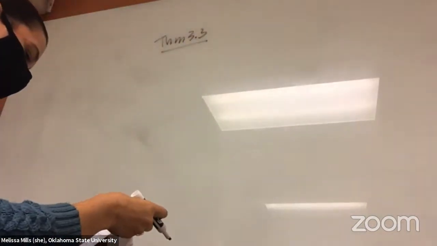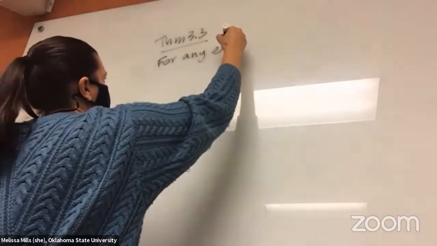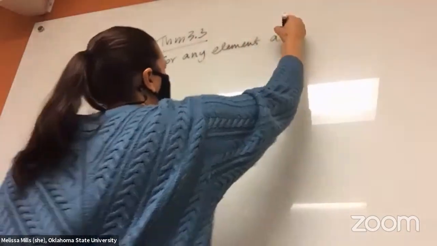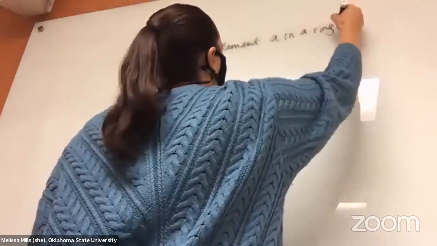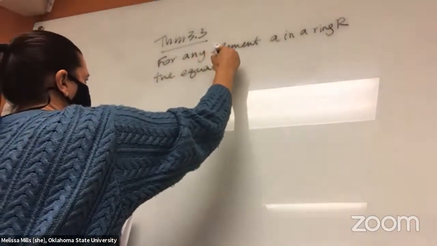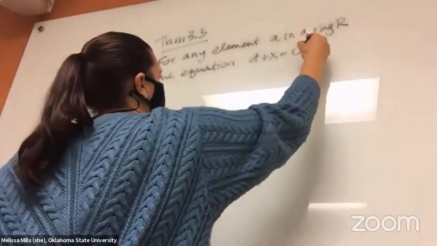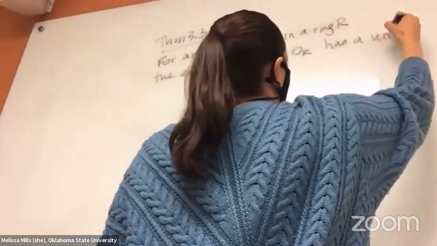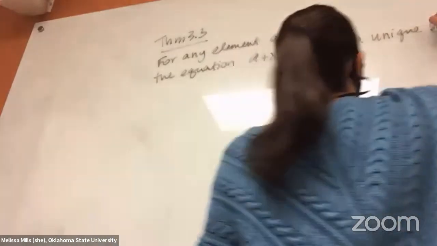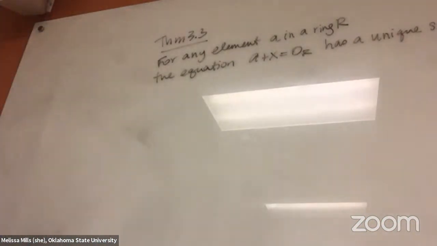Okay, so for any element A in a ring R, the equation A plus X equals 0R has a unique solution. So I want you to look at that and compare that to what we know from the ring definition and tell me what this theorem is saying.